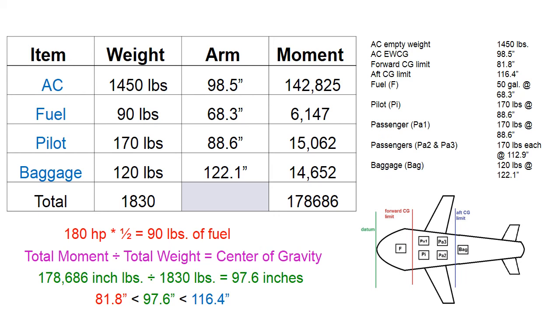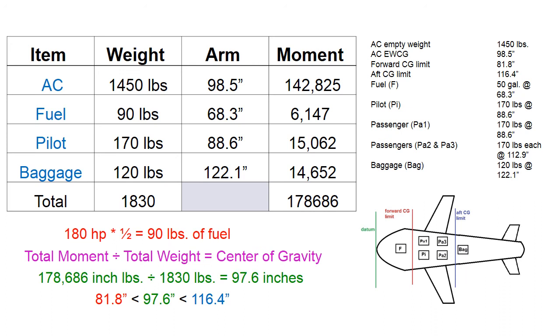Next, we will add a pilot of 170 pounds at 88.6 inches, and then we will add 120 pounds of baggage at 122.1 inches. Now we calculate an individual moment for each item. Sum the individual moments to get a total moment. Sum the individual weights to get a total weight.